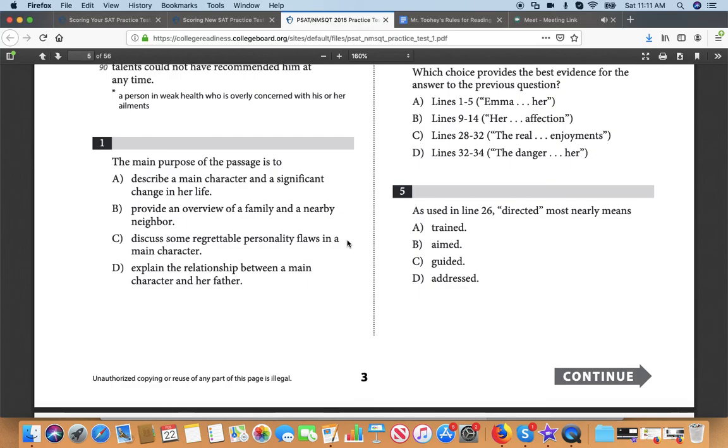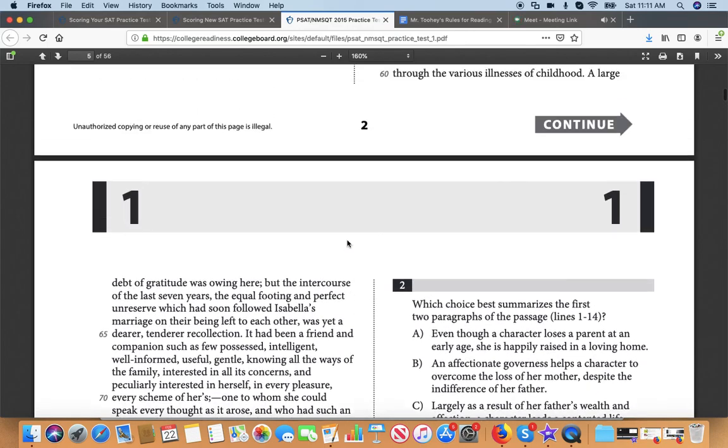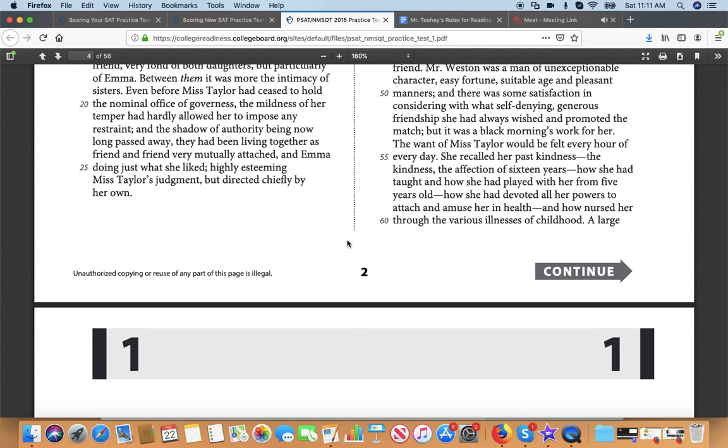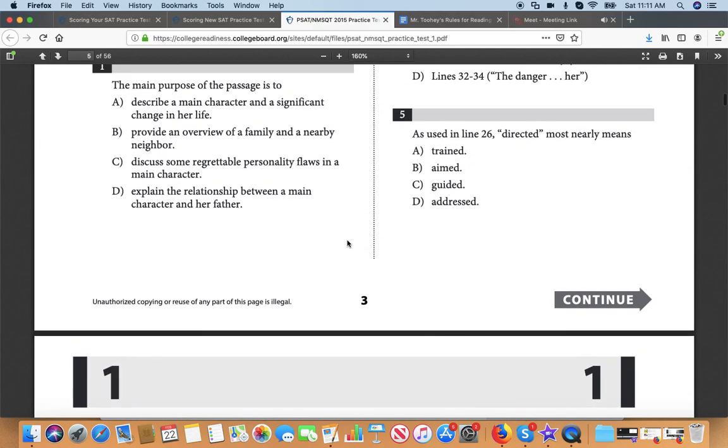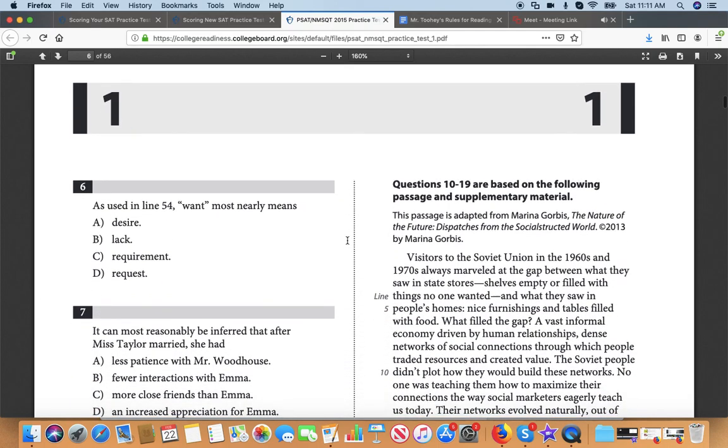Always. Try answer choice D, addressed. Highly esteeming Miss Taylor's judgment, but addressed chiefly by her own. How's that? It doesn't flow. No, you're not addressed by your own judgment. That's weird. You can be guided by your judgment. You're not addressed, you're not trained by your judgment. You're certainly not, what was the other one? Aimed by your own judgment. So the best answer choice here is answer choice C. Does that make sense? Yes. Okay, you got to plug them in and cycle through.